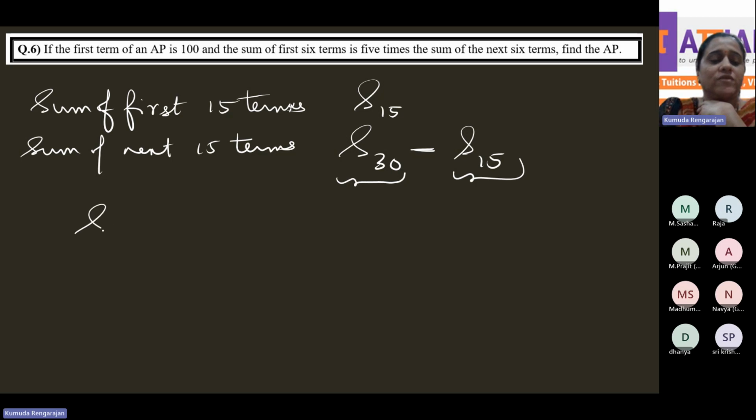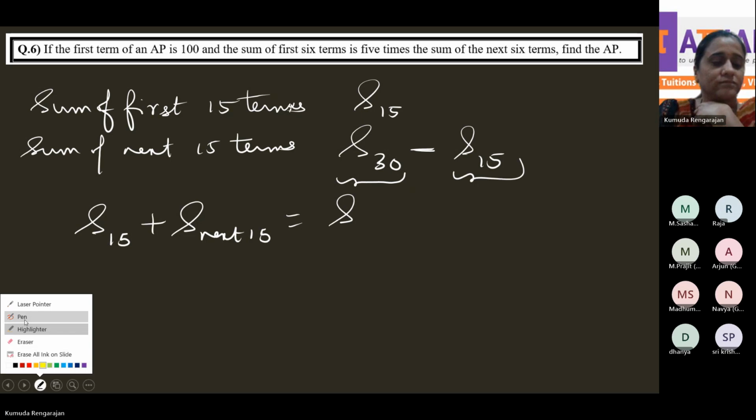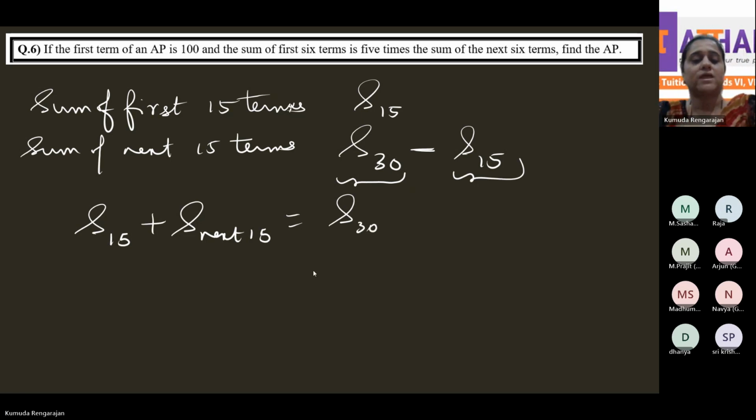Also, the sum of the first 15 terms plus the sum of the next 15 terms is equal to the sum of the first 30 terms. You don't have to write first 30, but S30 itself means first 30. The sum of the first 15 terms plus the sum of the next 15 terms is equal to the sum of the first 30 terms. So here also when you transpose, you get it. See here, the sum of the next 15 terms is equal to S30 minus S15 when you transpose.